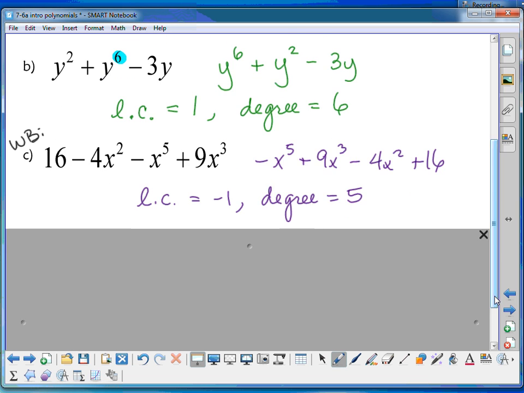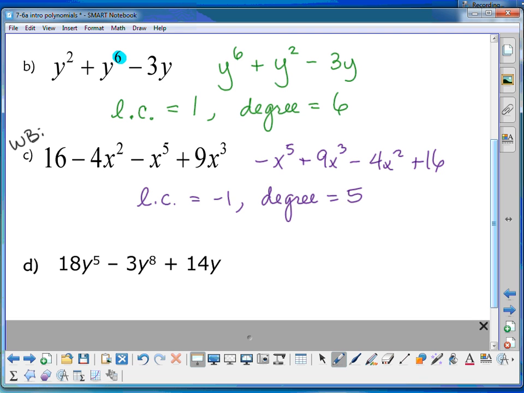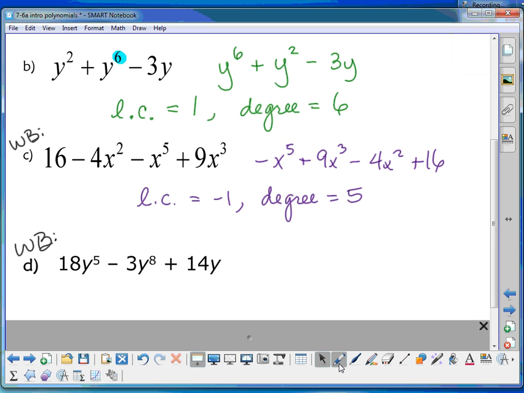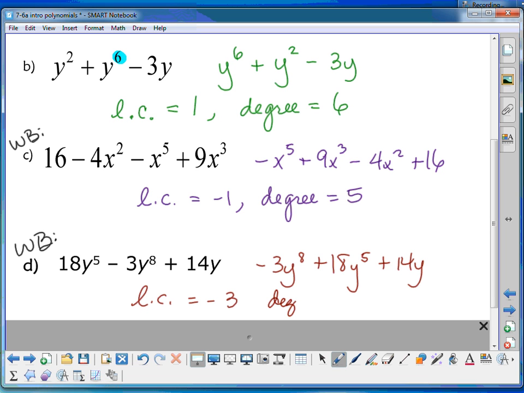Here's one more for your whiteboard. Okay, so it was -3y to the 8th plus 18y to the 5th plus 14y. Leading coefficient was -3, and the degree is 8. And that's all I've got for you guys today.